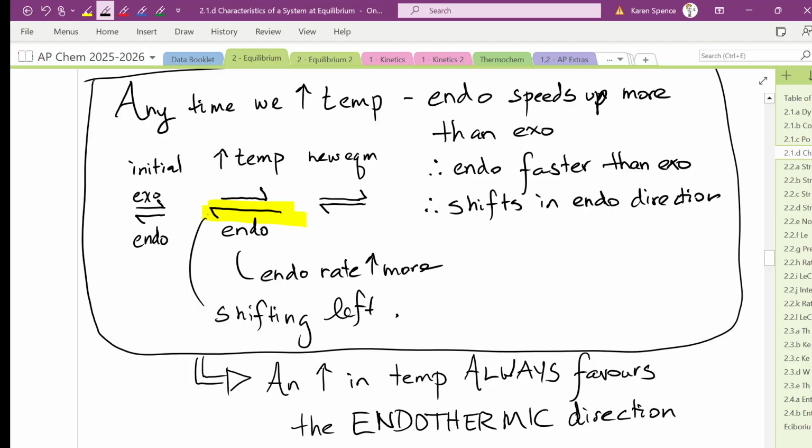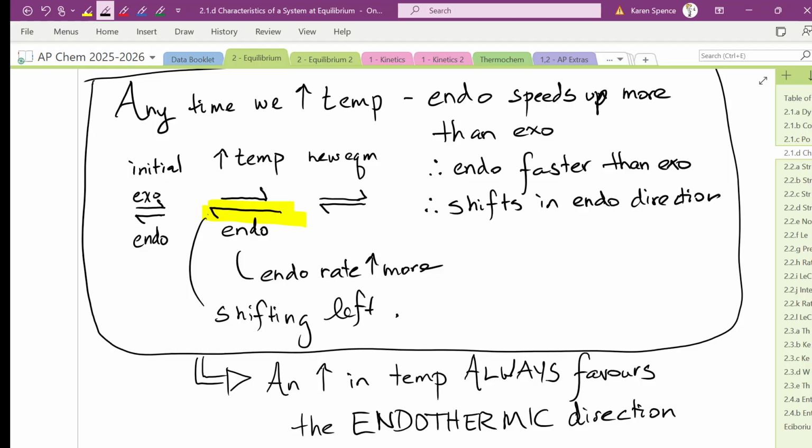Okay, so it's always going to favor the endothermic direction. If the endothermic direction is going to the right, it'll favor the right. If the endothermic direction is going to the left, it'll favor the left. Is that good? Okay. Do we need to write all of this for lowering the temperature?